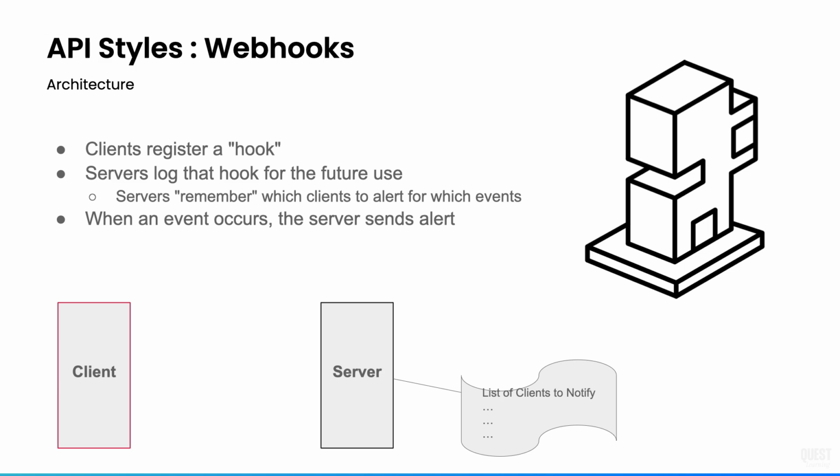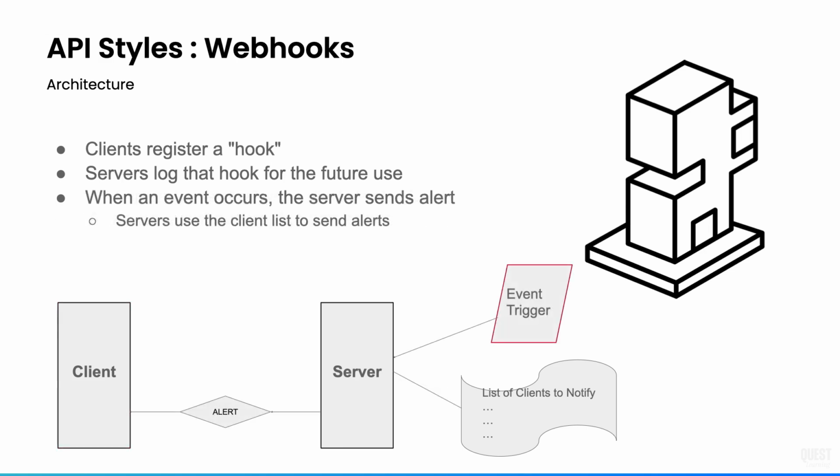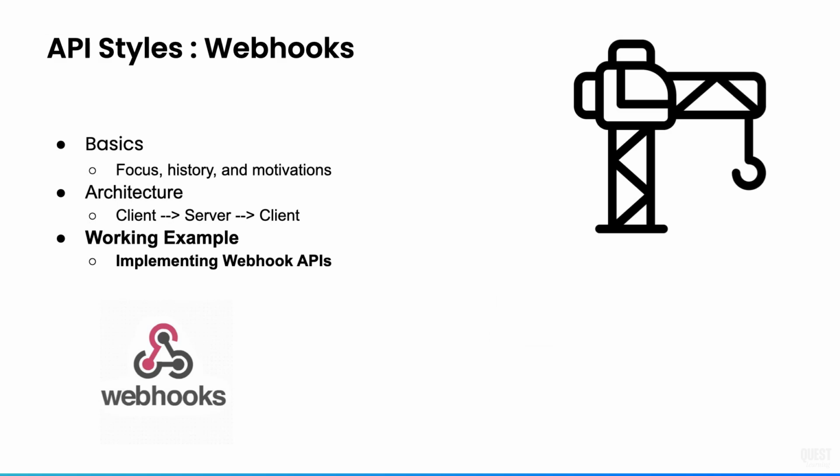Often they just keep a list of clients that are available, and that list may be in memory, it may be kept on disk for persistence, it doesn't really matter too much, but servers remember which clients to alert whenever a certain event occurs. And when that event occurs, the server then sends an alert message using the URL to all the clients in a list that are listening for that particular message. Now, this may sound an awful lot like mediated messaging, but it's really point to point, and that's an important difference with webhooks. So let's take a look at a working example.